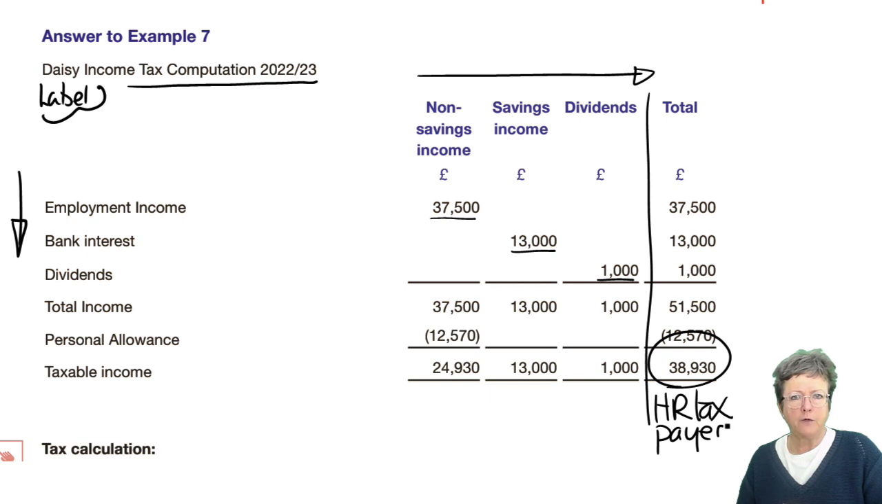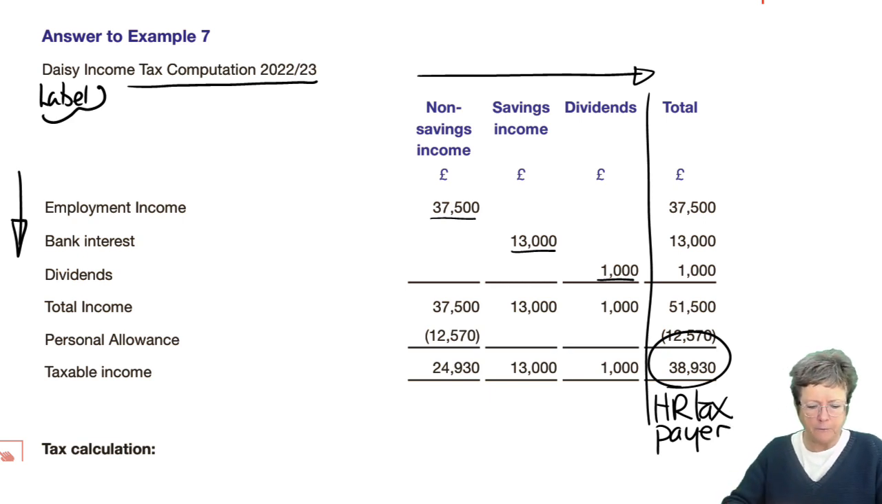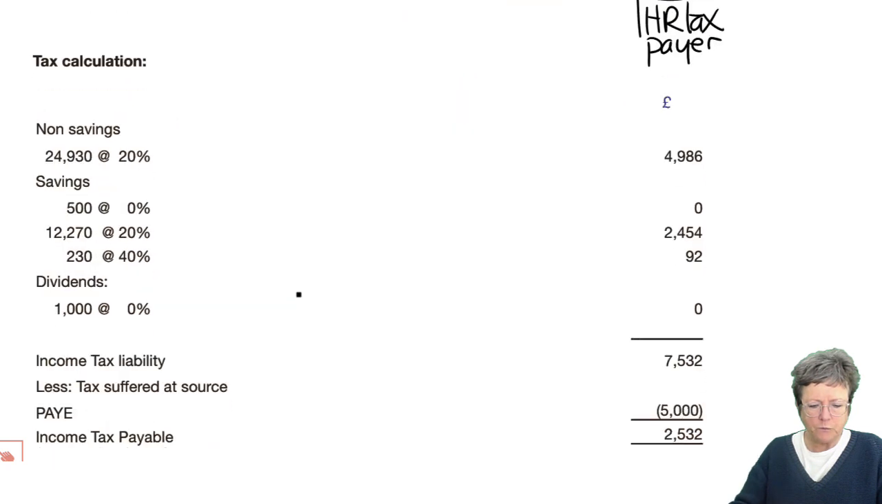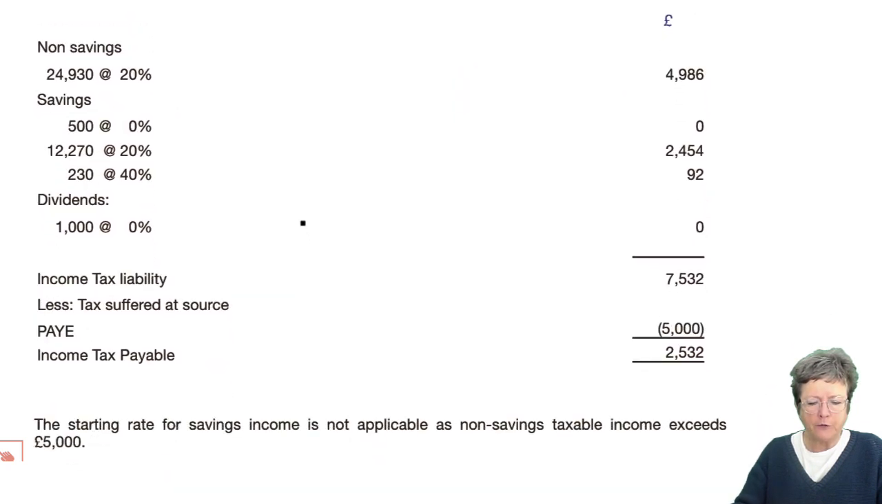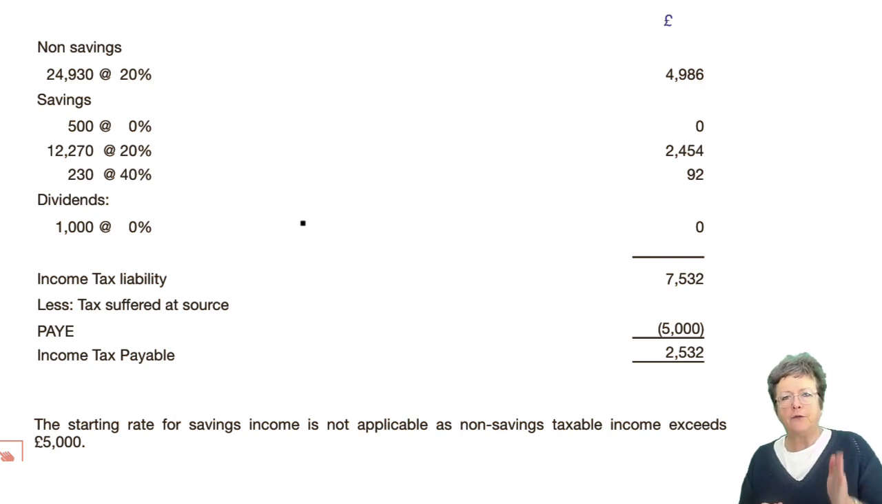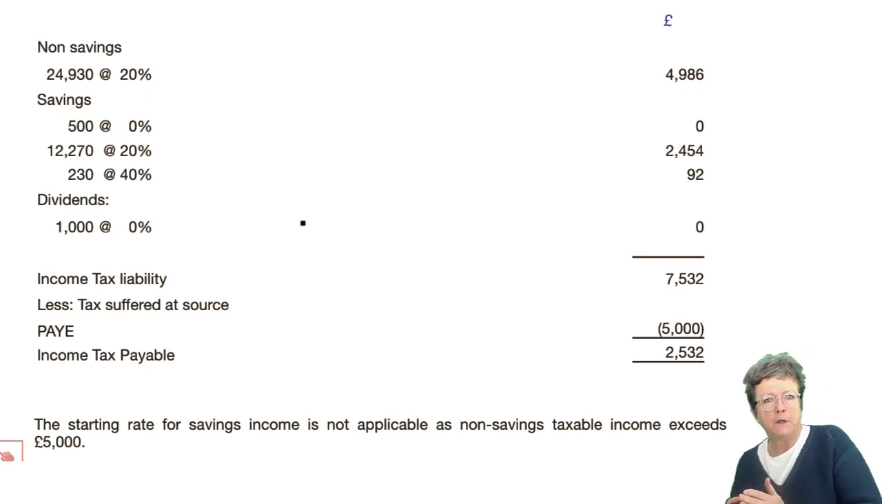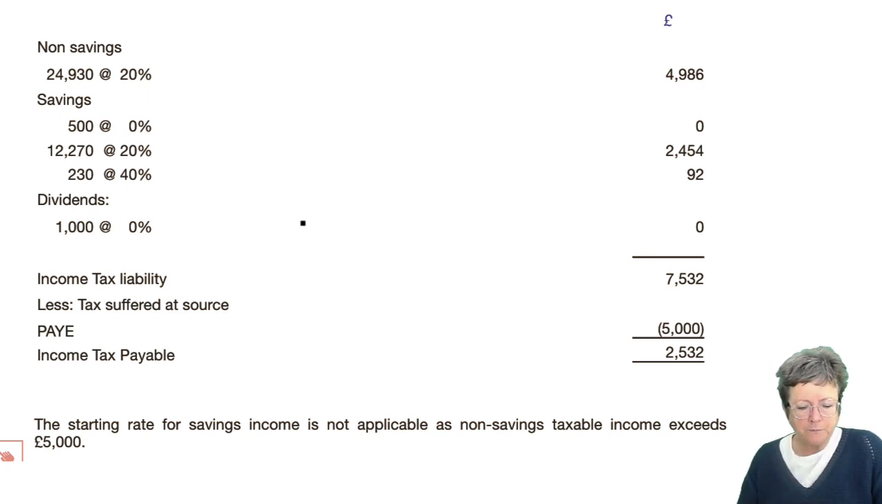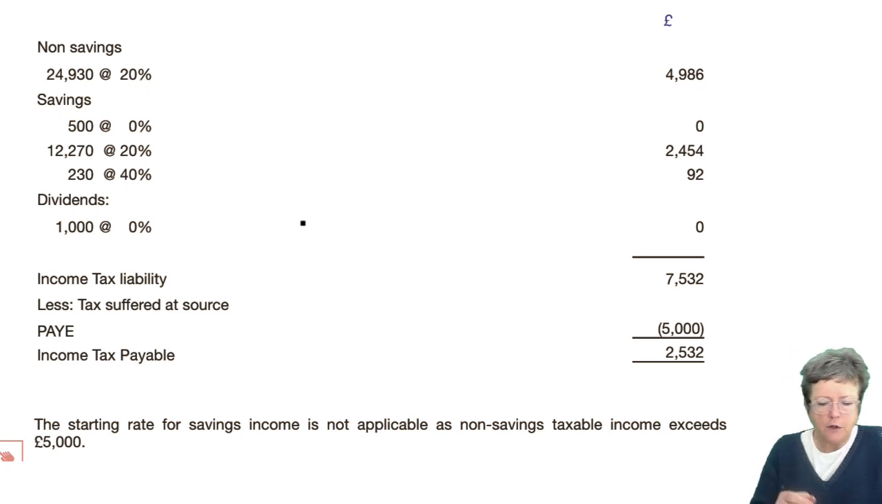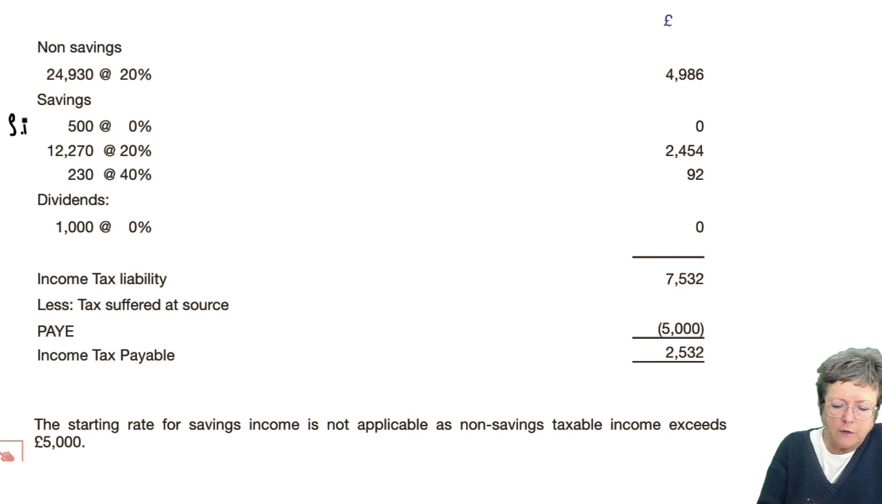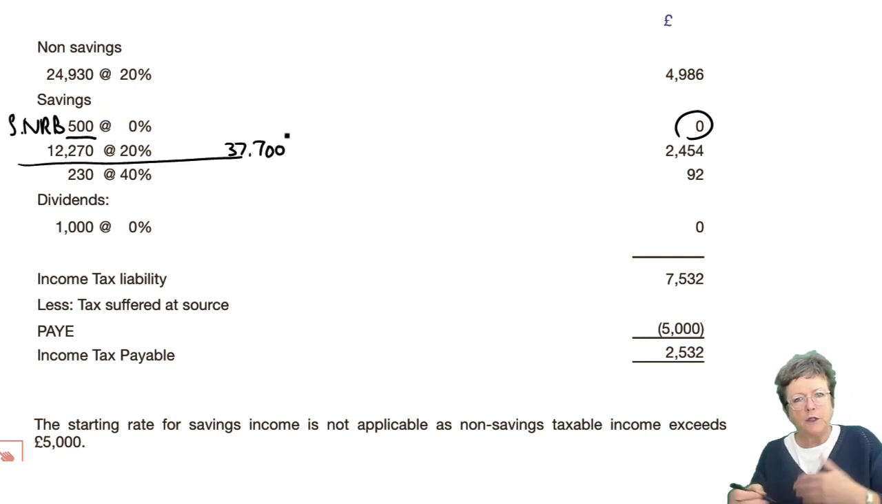Okay, she's a high rate taxpayer, which means her computation is going to look slightly different. So are you ready for this? So follow the same process. Okay, the non-savings income is taxed first at 20%. Now her savings income, because she is now high rate, she only gets a savings nil rate band of 500, at 0%. If you add all that up, it comes to 37,700, and that's the point at which she then becomes high rate.